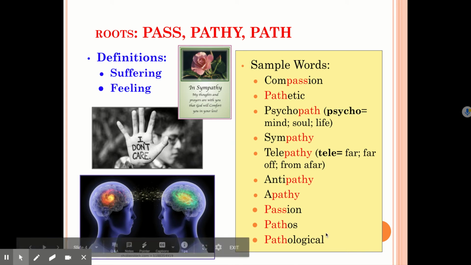And pathological, this is having feelings that happen regularly that are strong, unreasonable, and impossible to control.